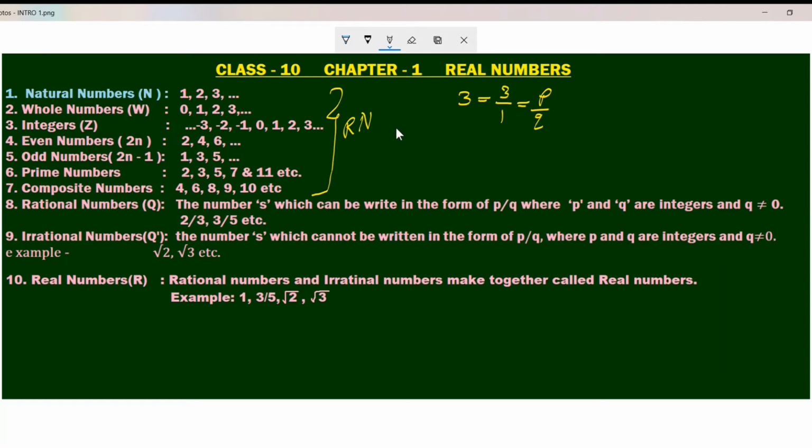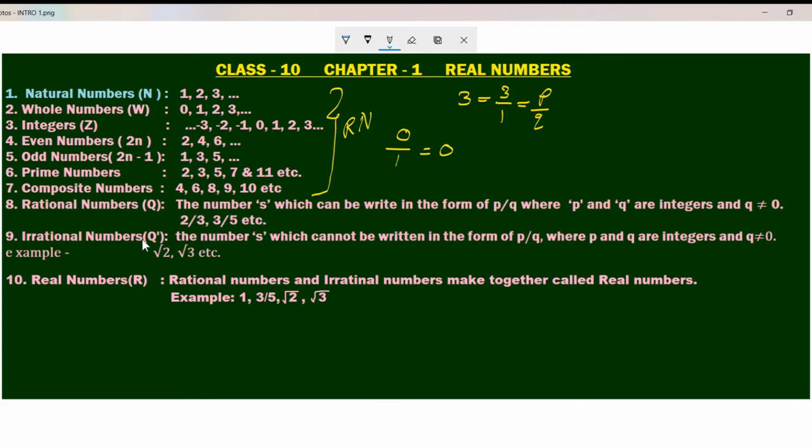For 0 also, 0 upon 1 will give 0. 0 is also an integer and q is not 0. So 0 also we can write in the form of p upon q. Similarly, you can write all these numbers in the form of p upon q. So the numbers we studied before are also rational numbers. Got it? Next, we'll move on to irrational numbers.